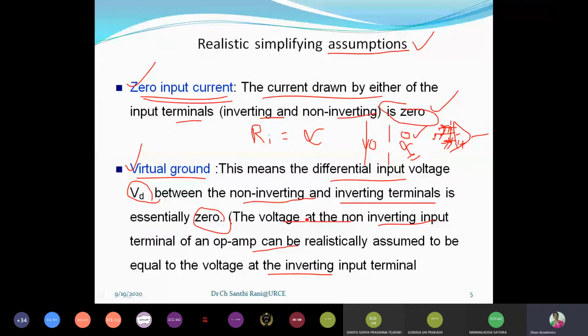That is, the voltage at the non-inverting input terminal is assumed to be equal to the voltage at the inverting input terminal, right? So this is the virtual ground concept. Many times, in almost all the designs of our circuits using op-amp, we'll come across this term again and again. So we'll move forward with this concept in mind.